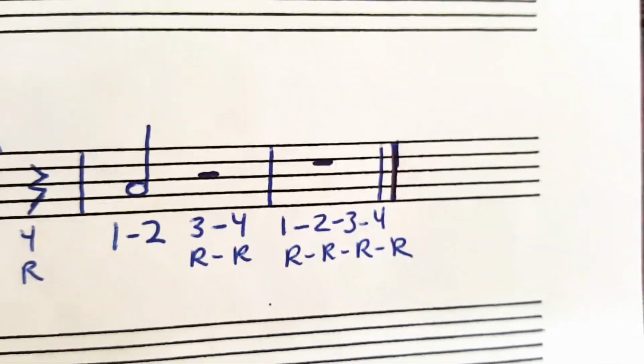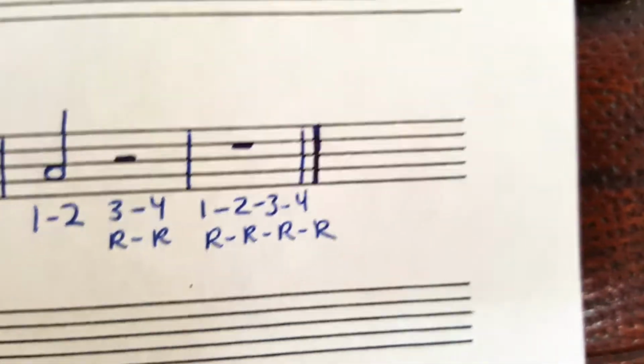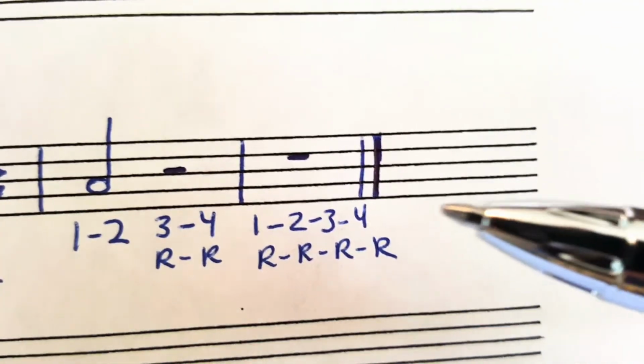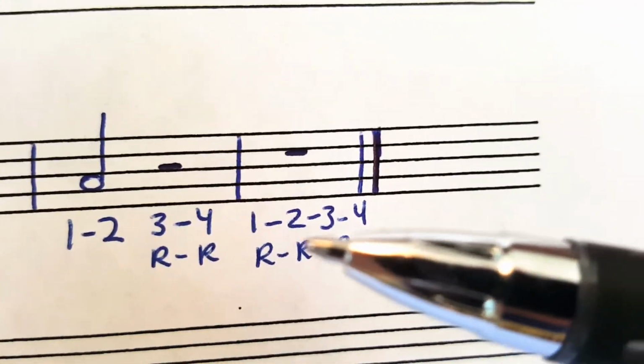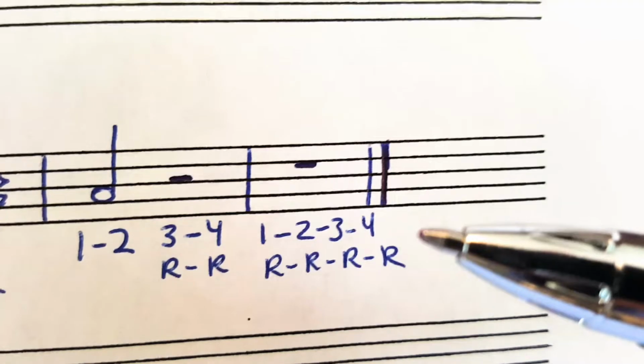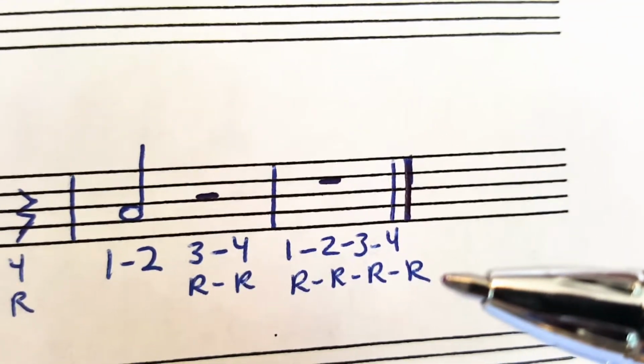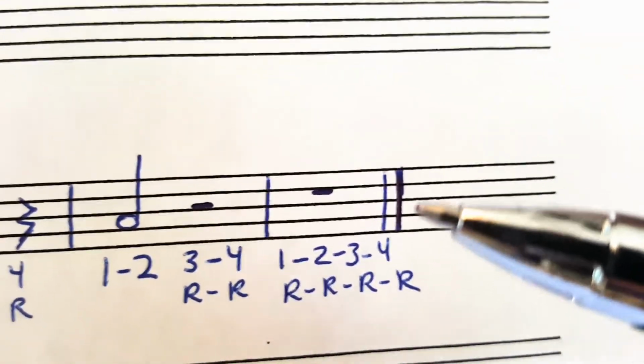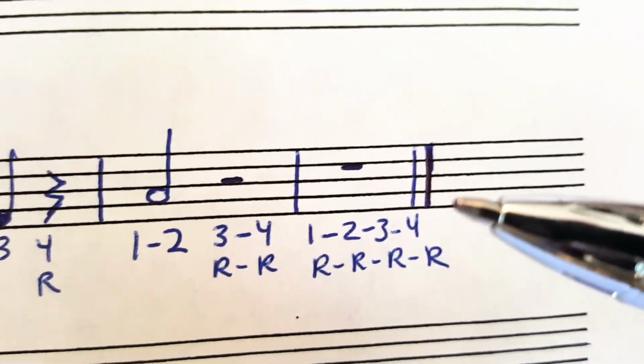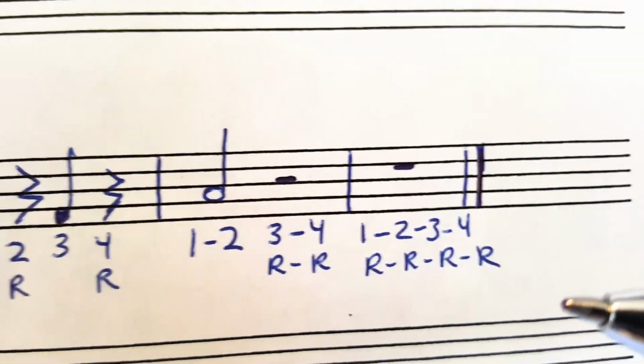And the last measure is a whole rest. It fills up the entire measure. So I would put 1-2-3-4 because that's the duration of silence. I have my R's with dashes underneath it, and I have a thin line and a thick line to indicate the end of that piece of music.